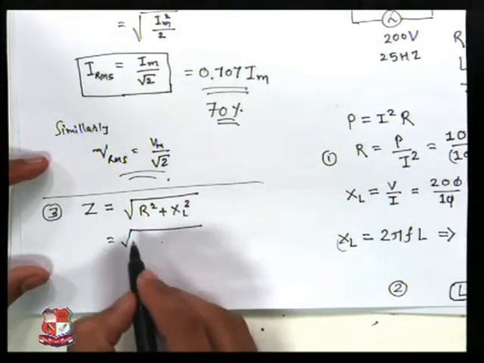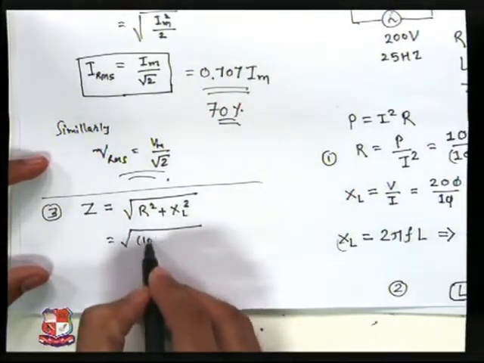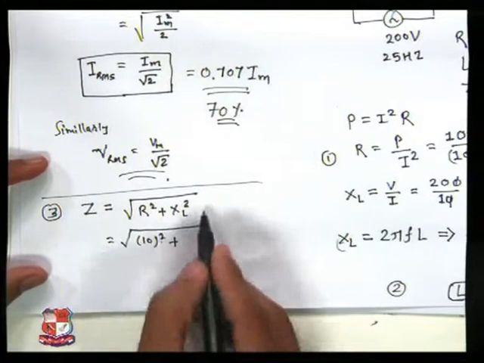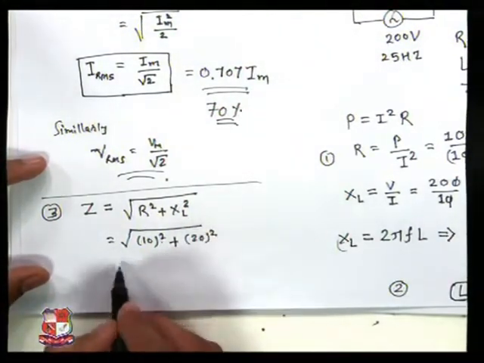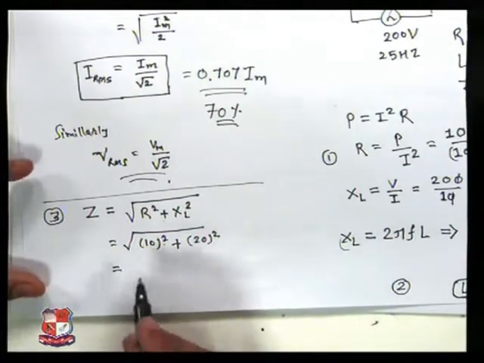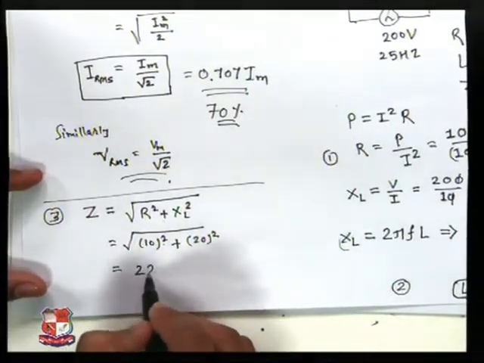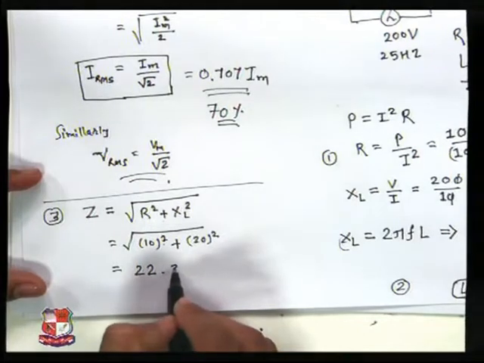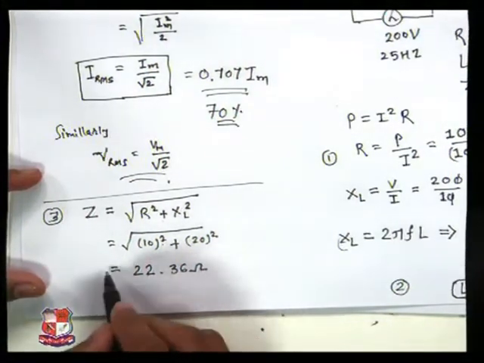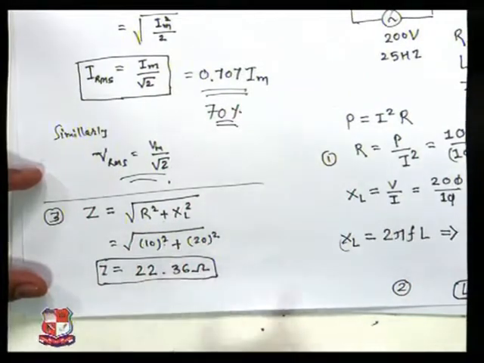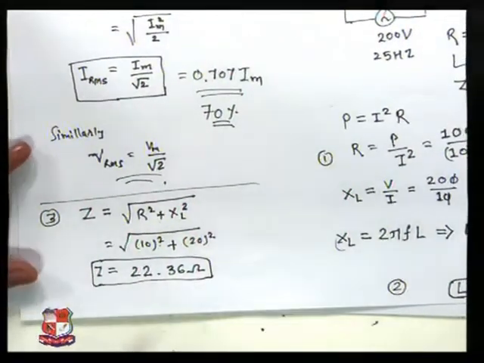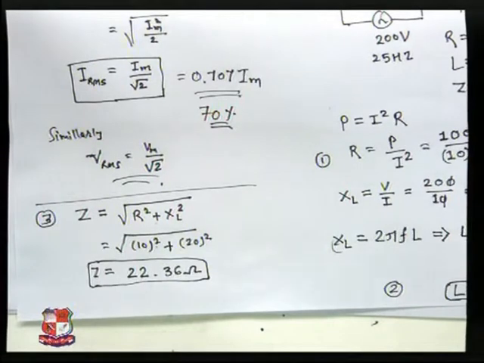The value of R is 10, and the value of XL is 20. So after solving this equation, we get 22.36 ohm. So very simple answer and simple calculation, we get all these answers.